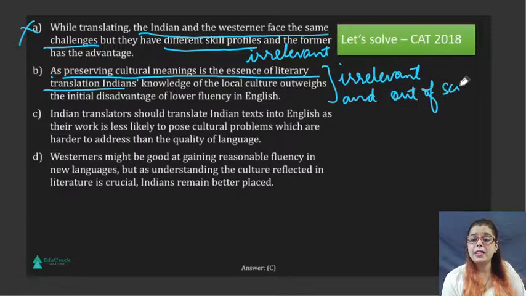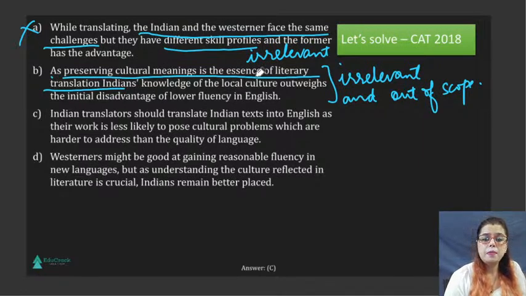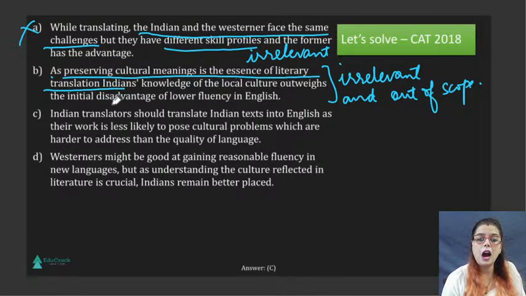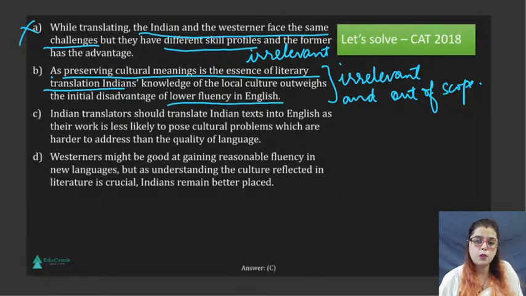I have not even read this option completely here, and I know it is wrong because it starts on the wrong foot. As preserving cultural meanings is the essence of literary translation, Indians' knowledge of the local culture outweighs the initial disadvantage of lower fluency in English. They are saying that Indians may not have good fluency in English, right? So this actually contradicts what is there in the passage.